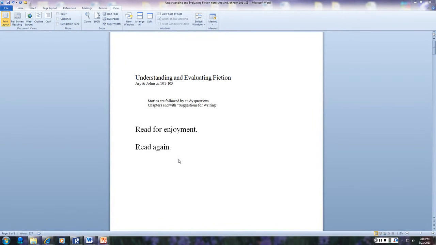At the end of the first chapter of the short story, there are several pages that are entitled Understanding and Evaluating Fiction. There is a reminder that the stories have study questions that follow them, but that they certainly are not exhaustive. And I also want to remind you that the end of each chapter has suggestions for writing.